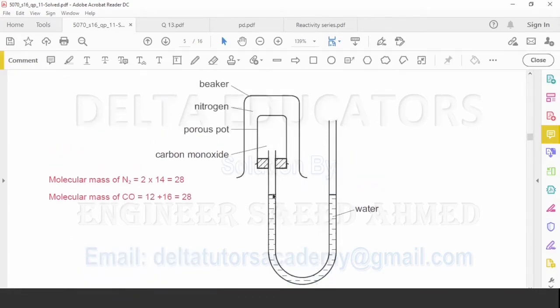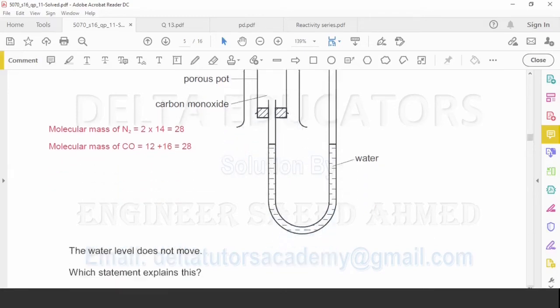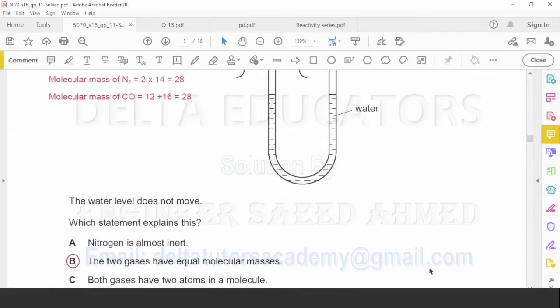Here this water level is because of the pressure exerted by the gas on this side, and here because of the atmospheric pressure. Here the water level is the same on both sides, so the pressure of the gas is equal to atmospheric pressure. Now we check the options first. Which statement explains this? Option A, nitrogen is almost inert. No, nitrogen is not an inert gas. Nitrogen reacts with other elements, so this option is incorrect.